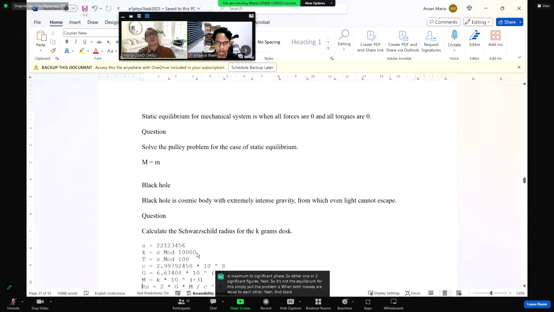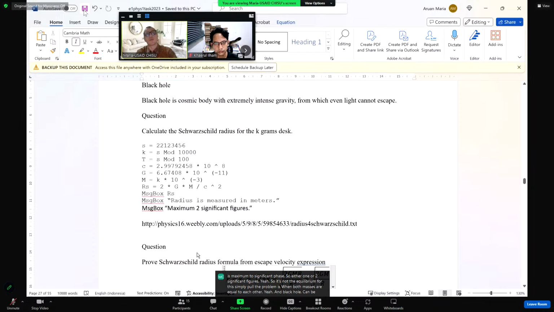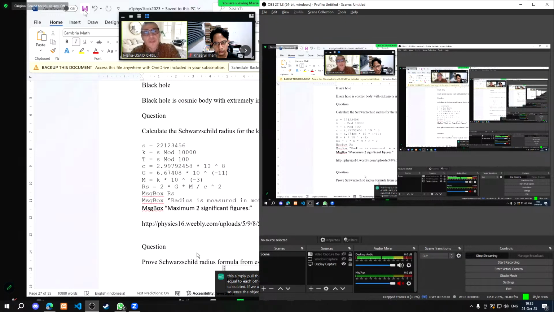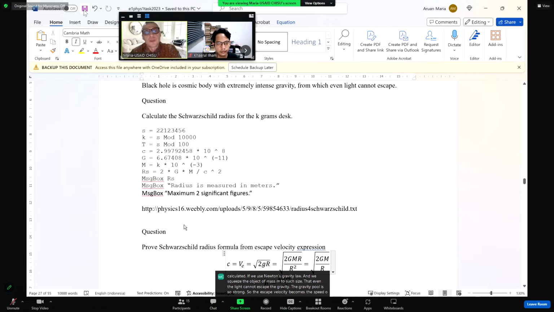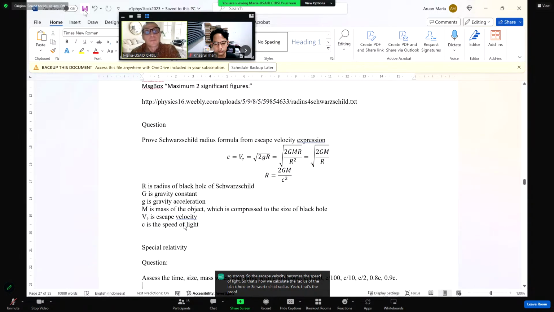And the black hole radius can be calculated if we use Newton's gravity law, and we squeeze the object of mass m to such a size that even the light cannot escape. The gravity pull is so strong, so the escape velocity becomes the speed of light. So that's how we calculate the radius of the black hole, or Schwarzschild radius. Yeah, that's the proof. Okay.